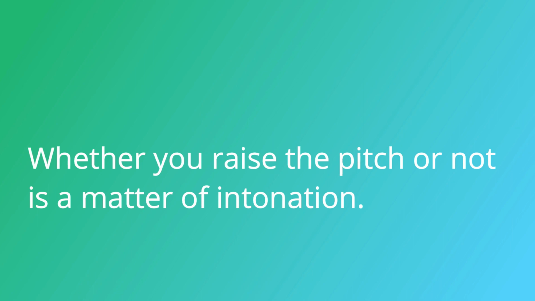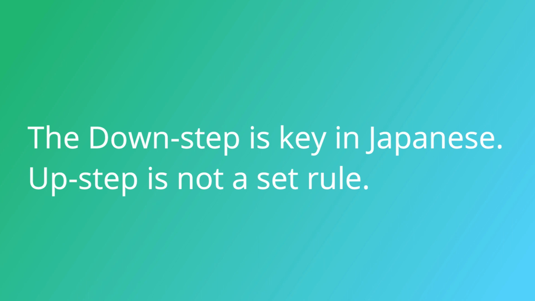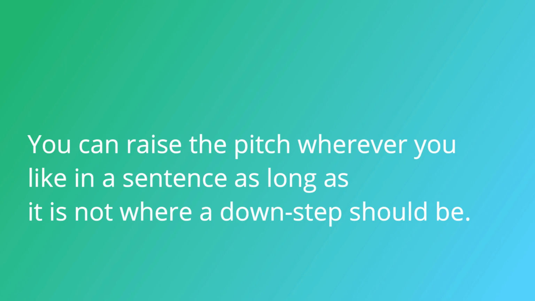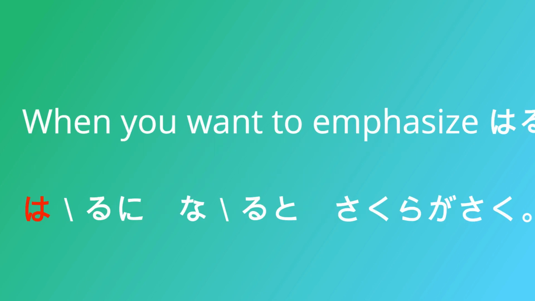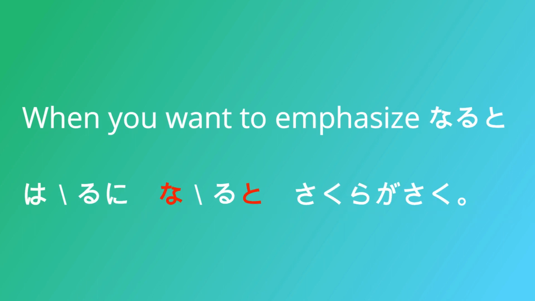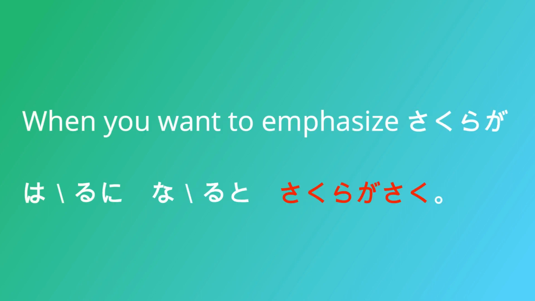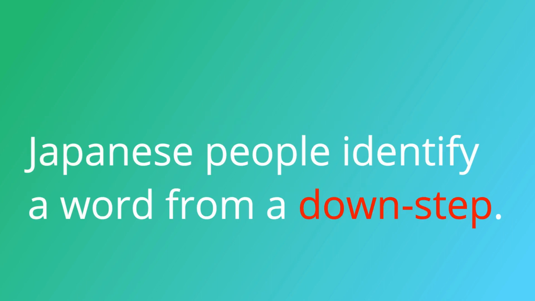In other words, the downstep is key in Japanese. Upstep is not a set rule. You can raise the pitch wherever you like in a sentence, as long as it's not where a downstep should be. When you want to emphasize haru, haru ni naru to sakura ga saku. When you want to emphasize naru to, haru ni naru to sakura ga saku. When you want to emphasize sakura ga, haru ni naru to sakura ga saku. But if you drop the pitch at where you shouldn't, it can be hard to understand because Japanese people identify a word from a downstep.